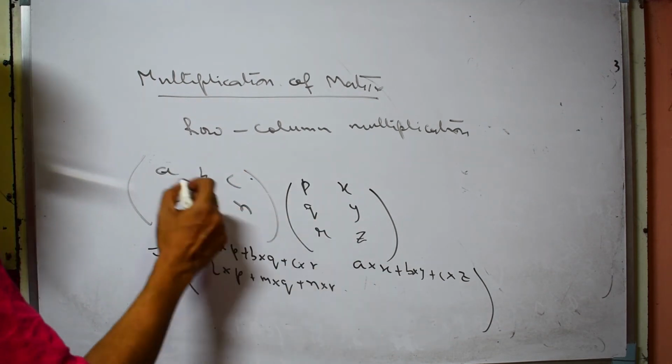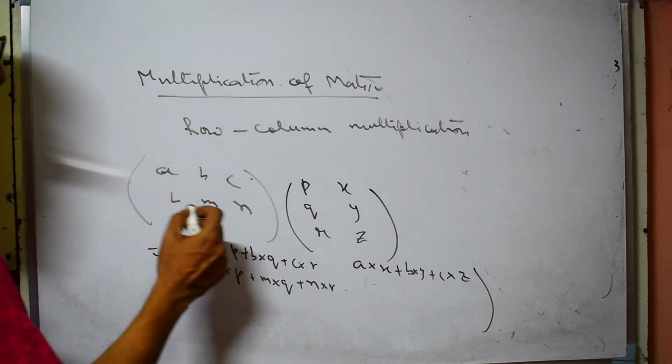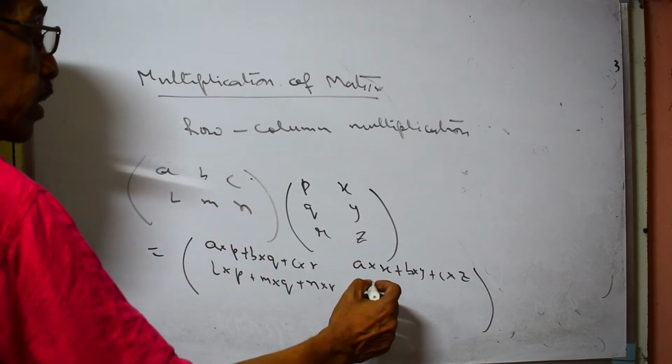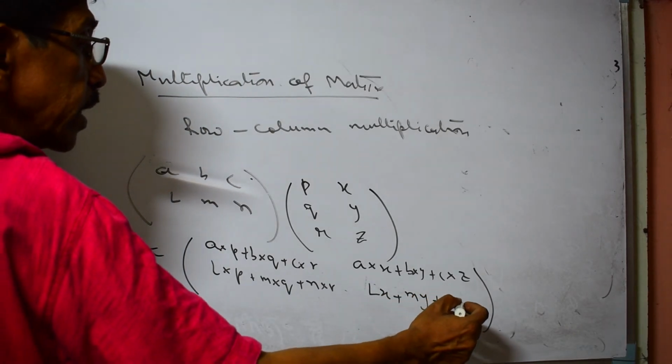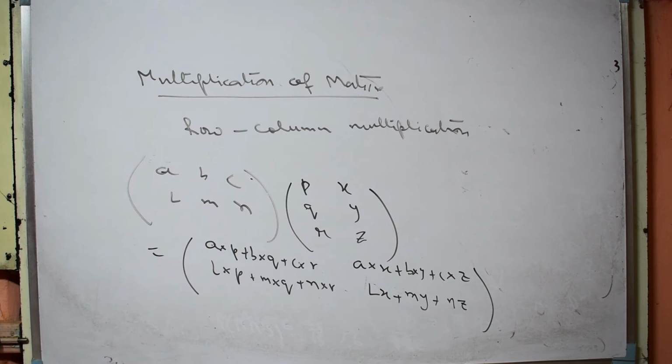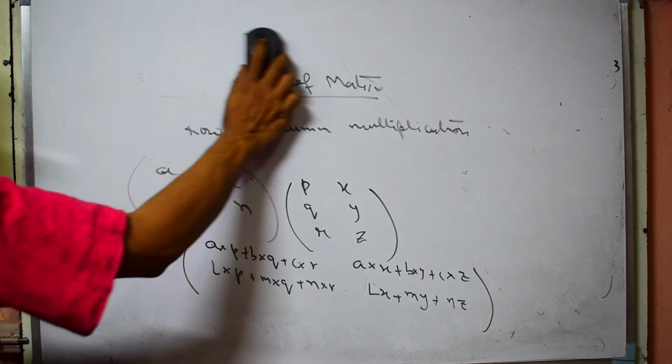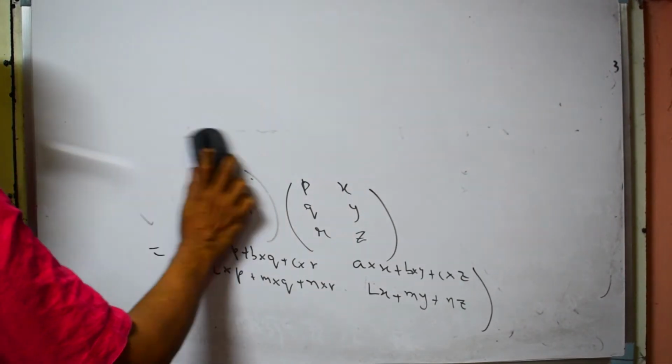This is the combination. Then first row, second column. This is the combination. The second row, first column, and then second row, second column. LX, MY, NZ. So this is the idea of how to multiply matrices. So this is a rule to remember that row and column are to be associated.